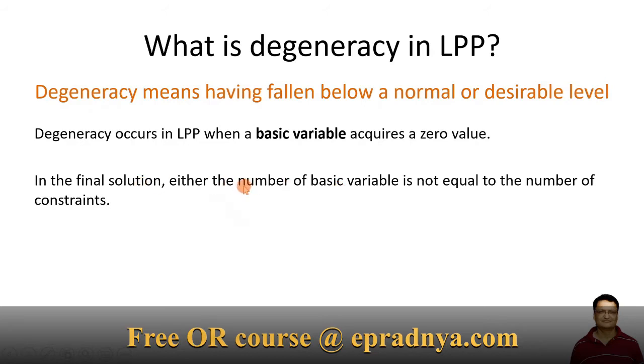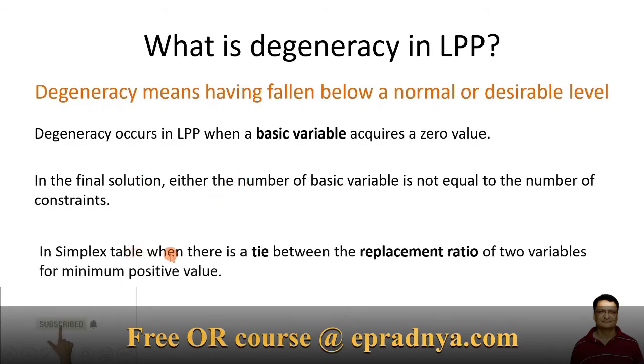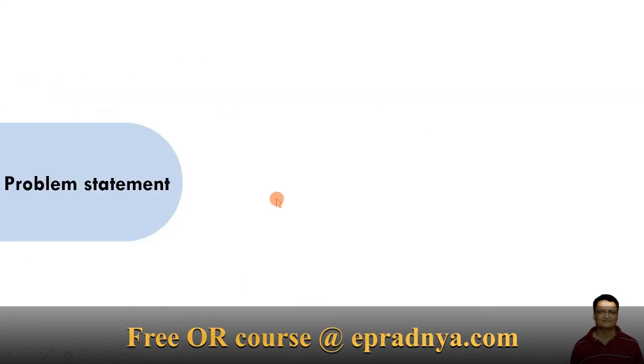or in some cases by a basic variable becoming 0 in the final solution. In the simplex table, degeneracy shows up when there is a tie between the replacement ratios of two variables for the minimum positive value. So while solving the simplex table, we come across this tie for the replacement ratio, where you get the same minimum positive value which we use for deciding the leaving or departing variable. Let us understand all these things with the help of one example.